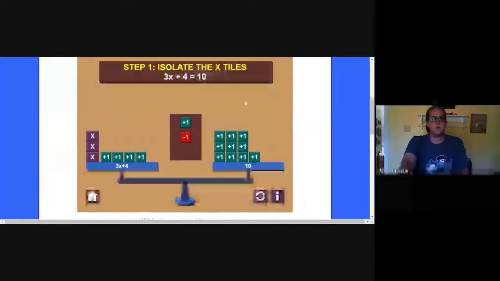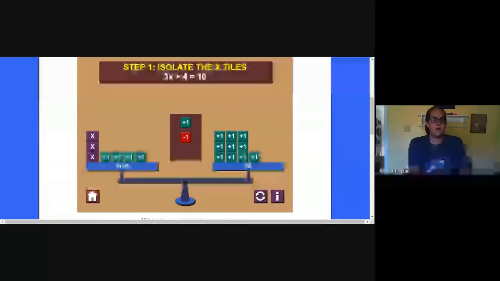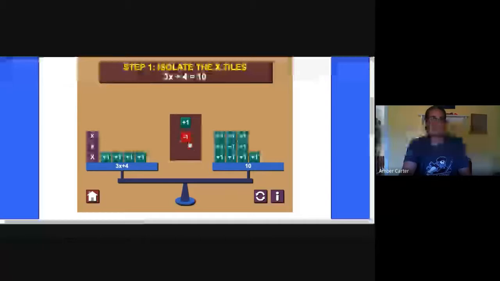All right, so when we did one-step equations, we would just do whatever the opposite operation was. Here, in order to figure out how to get that x by itself, the first thing that we need to do is just get the x tiles by themselves. So in order to get rid of each of these plus ones, we're going to have to subtract 1 from each side, or add -1 to both sides, and that will make 0 pairs.